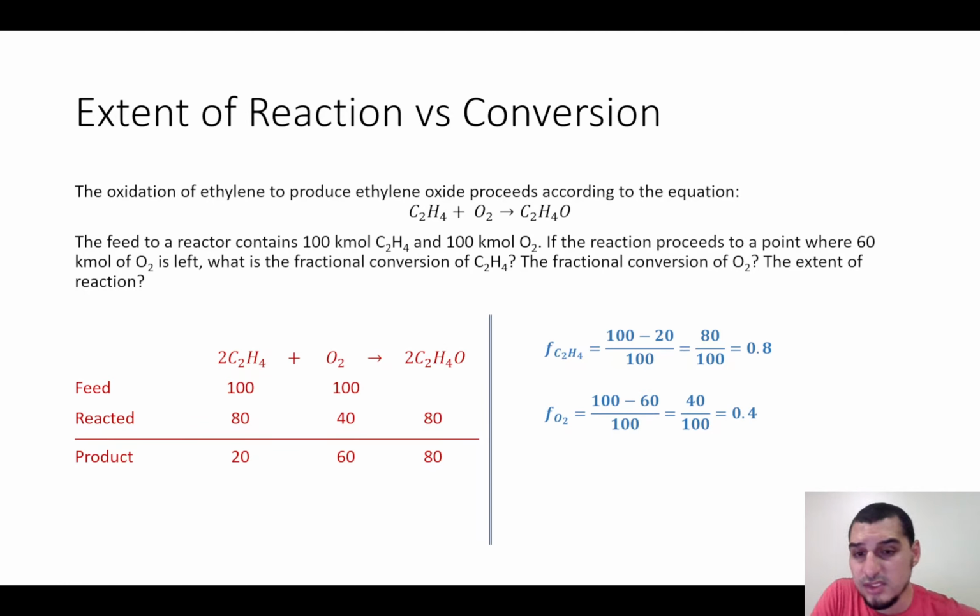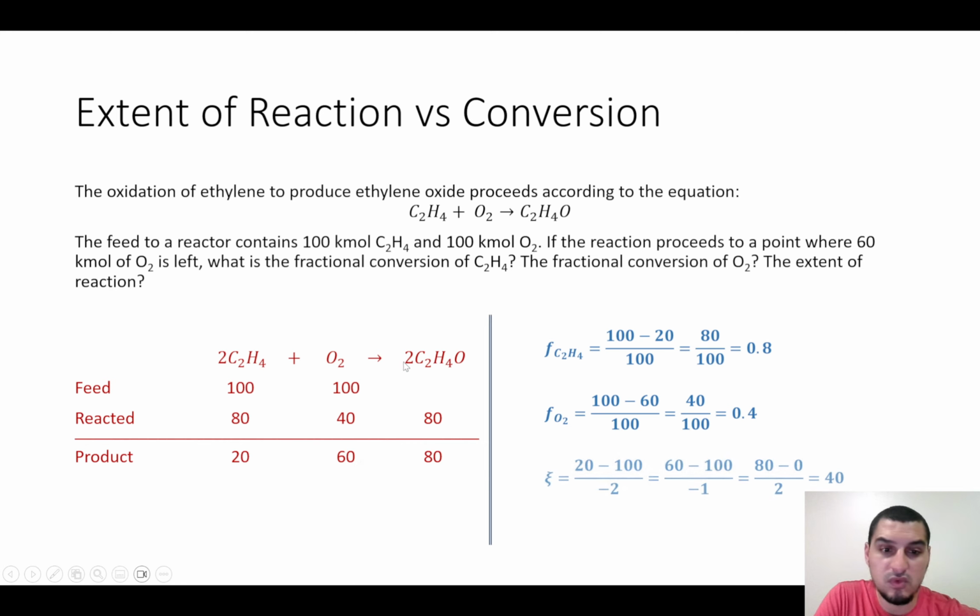And the extent of reaction can be calculated for the reaction using any one of the numbers that we have for ethylene, for oxygen, for ethylene oxide. It doesn't matter. So for ethylene, it is going to be 20 minus 100 over negative 2. For oxygen, 60 minus 100 over negative 1. For ethylene oxide, 80 minus 0 over positive 2. For the three cases, it's going to be 40. So this is one solution that we can do.